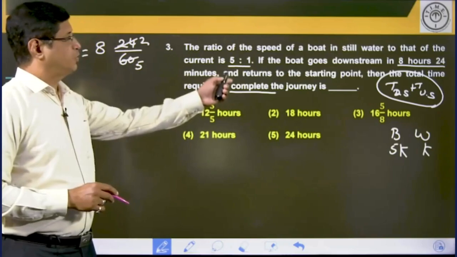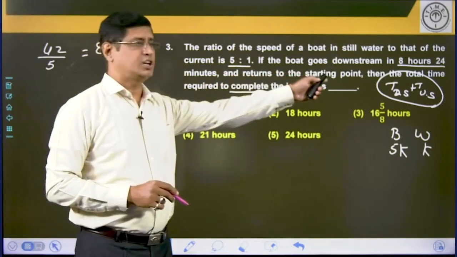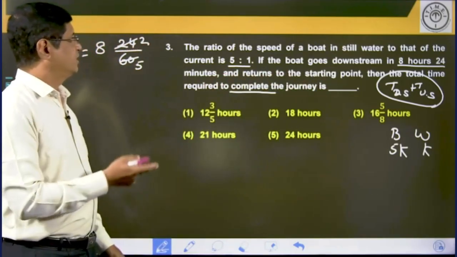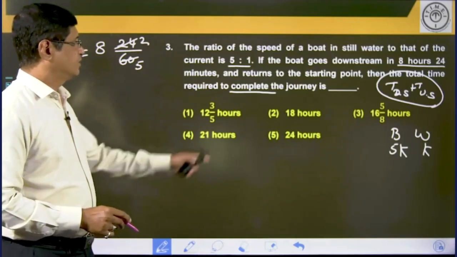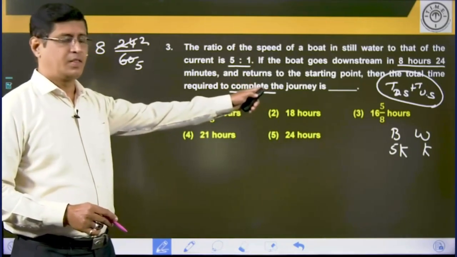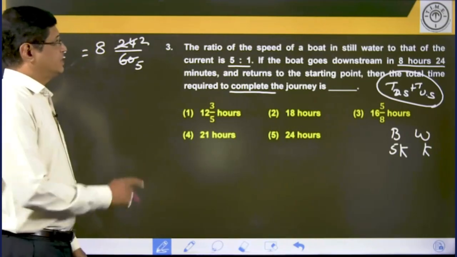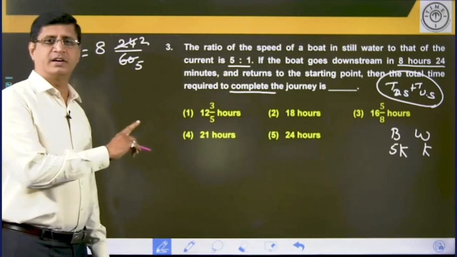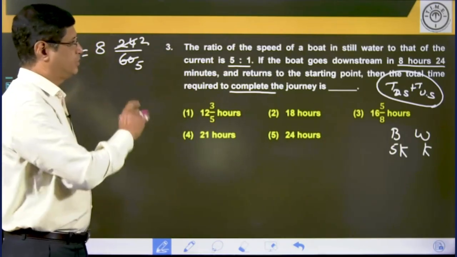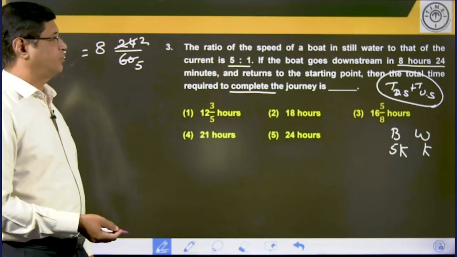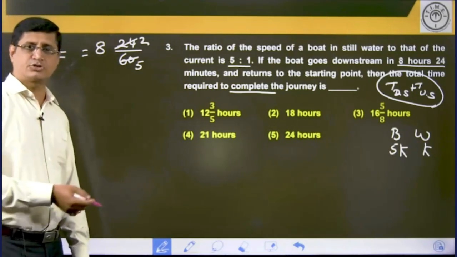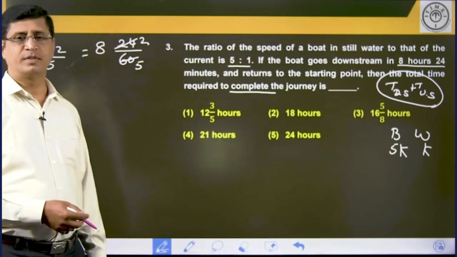Now look at the next one. What is the next point here? Return journey. What is the return journey here? Now the same distance is traveled. Distance is the same. Now what to find? Total time. Now distance is constant in the upward journey and the downward journey, that is upstream and downstream. Distance is constant means you can apply S1 T1 is equal to S2 T2.